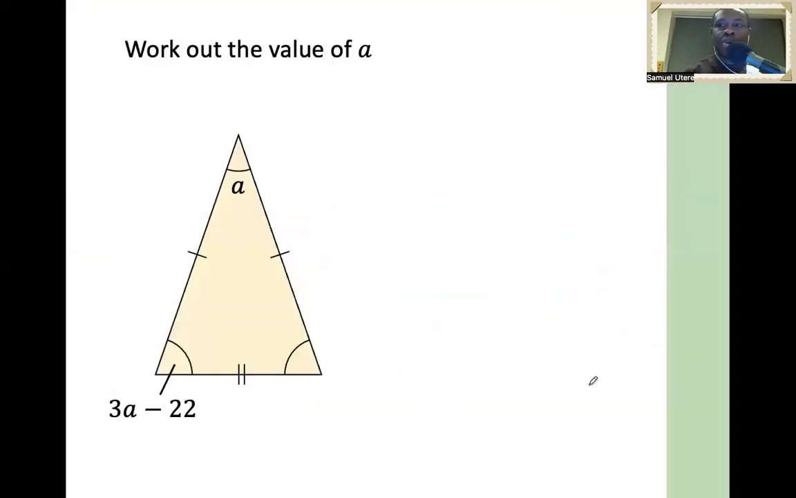Let's look at some new example for the lesson. So this is the second part of the lesson, some new learning. Here we are asked to work out the value of A, but there are no numbers. I want you to have a think. How can we get this started?